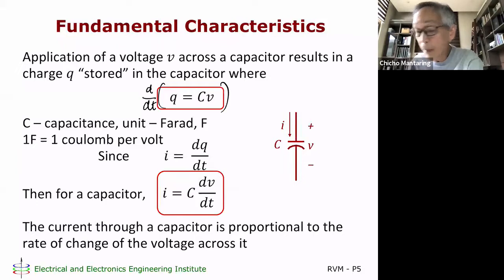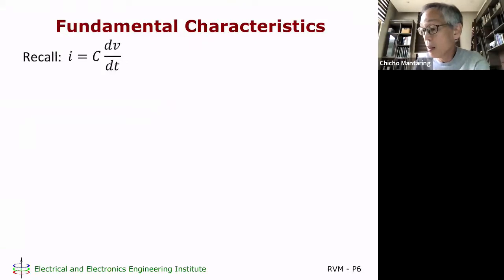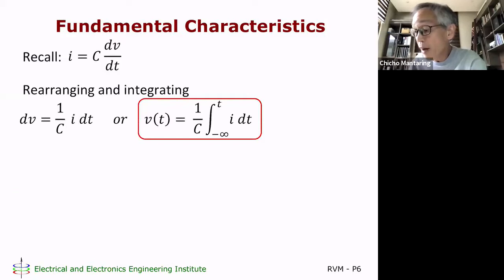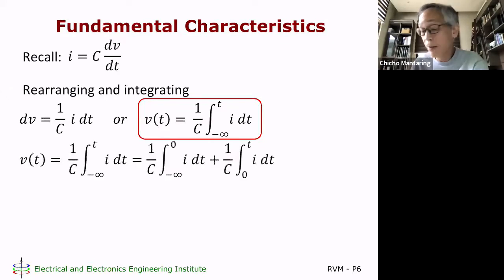So the current through a capacitor is proportional to the rate of change of the voltage across it. I is equal to C dV/dt. Rearranging and integrating, we can get an expression for V. V is equal to 1 over C, the integral from minus infinity to t of I dt. You learn this in calculus. Now we can split this integral into two, the interval from minus infinity to 0 and from 0 to t.